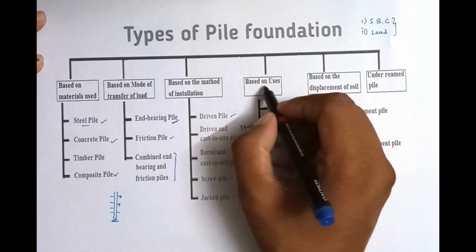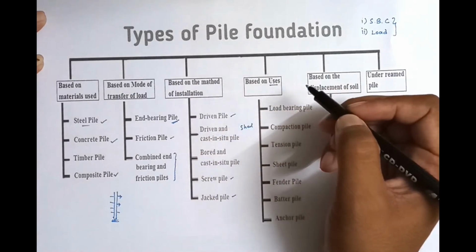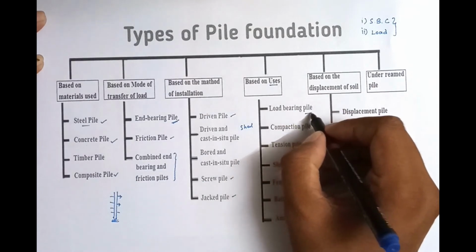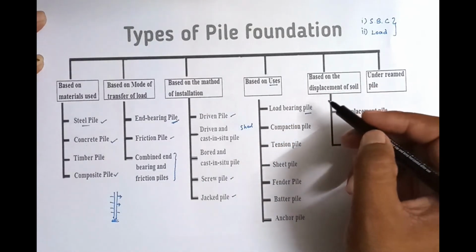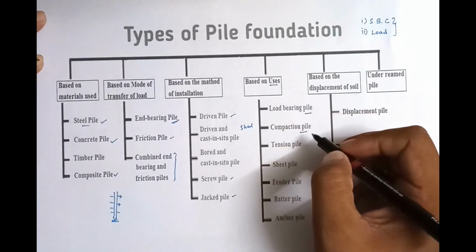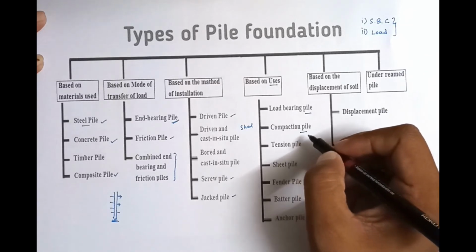Next is classification based on uses. What is the purpose of making the pile foundation? The first one is load bearing piles, where the load is carried by the pile foundation. Next is the compaction pile. The pile is used to compact the surrounding soil, so that is called a compaction pile.